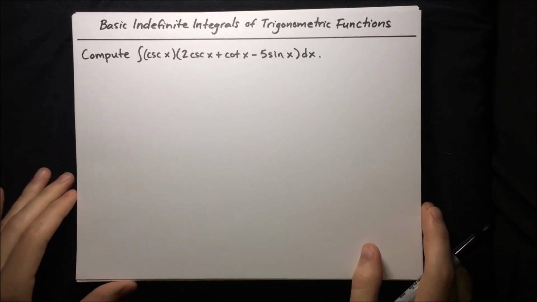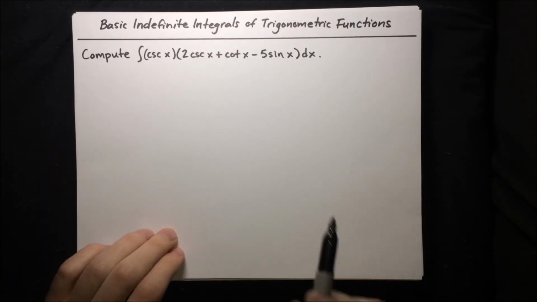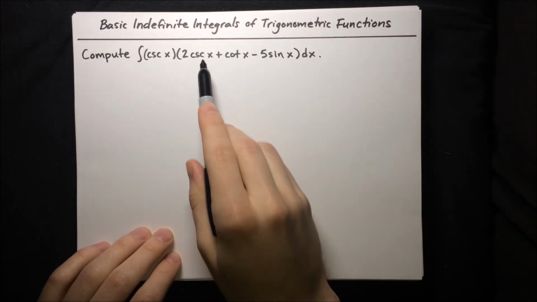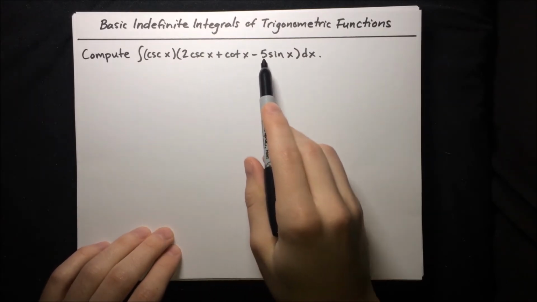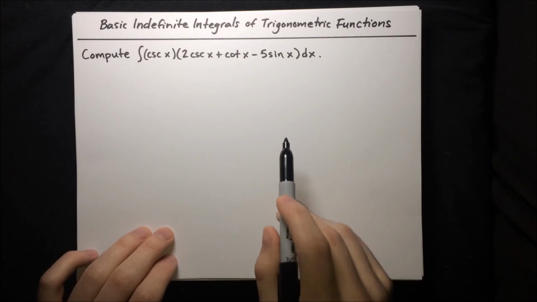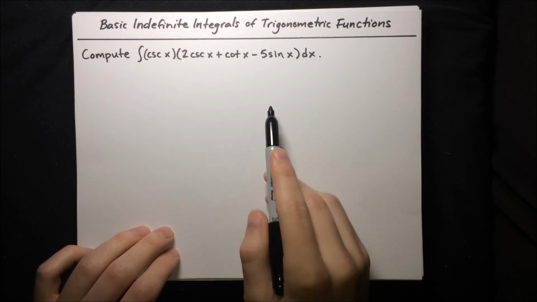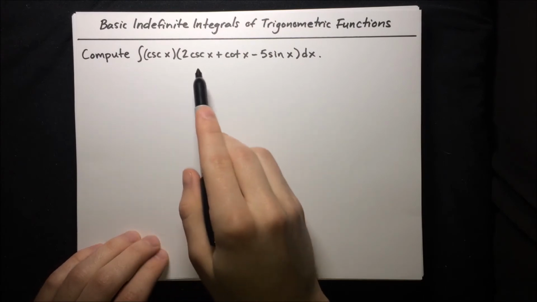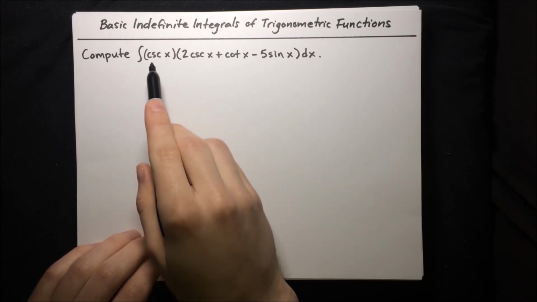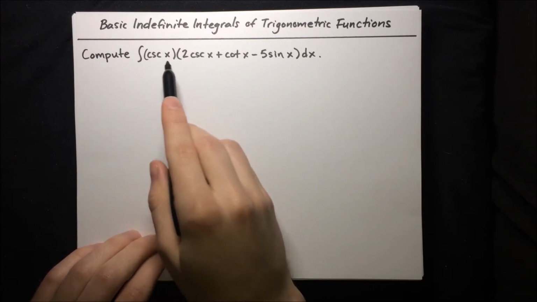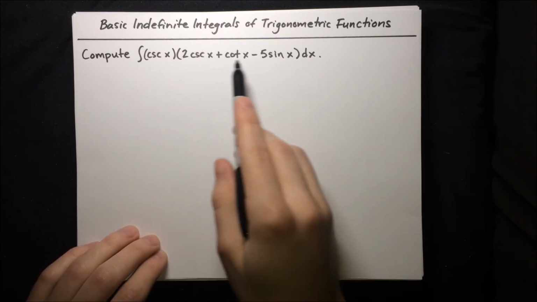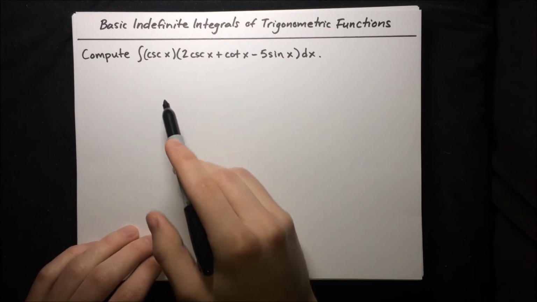All right, here's our final example. We want to compute the integral of cosecant x times the quantity 2 cosecant x plus cotangent x minus 5 sine x dx. Okay, so we'd like to do the same strategy here. We'd like to break up our integral over all of these trig functions, but right now we've got some multiplication going on. Cosecant times a whole bunch of things. So why don't we go ahead and just multiply out this integral first, and then we'll break it up.